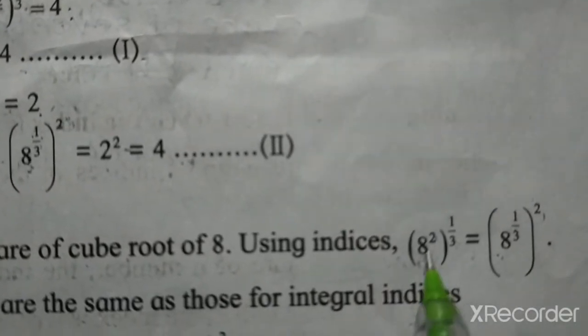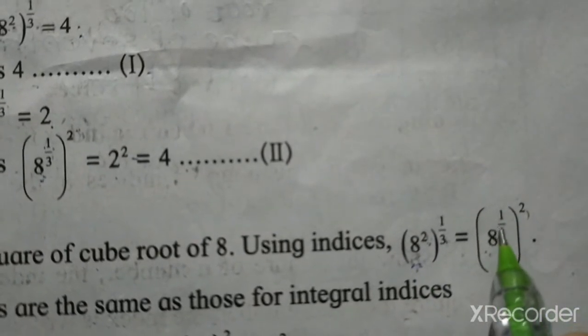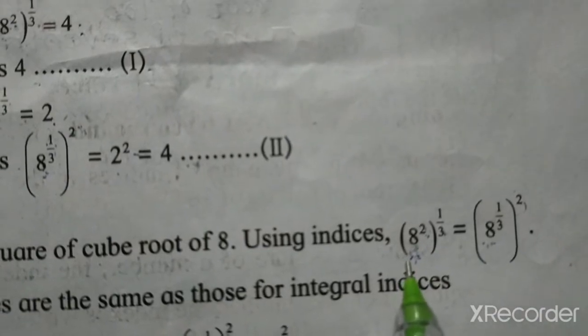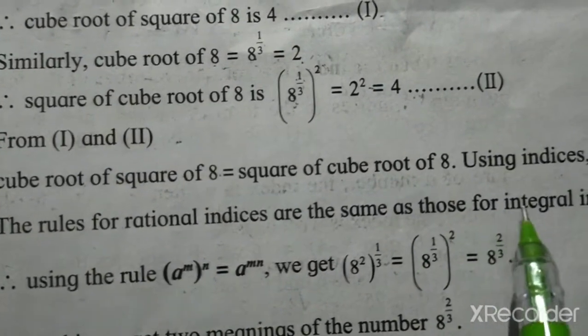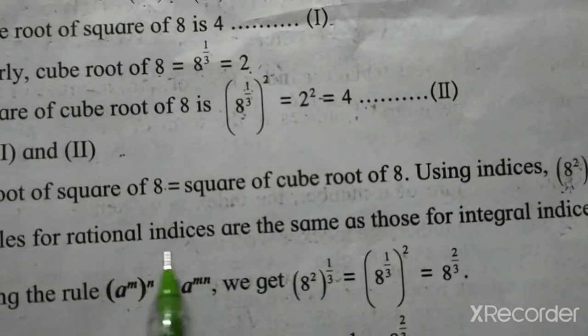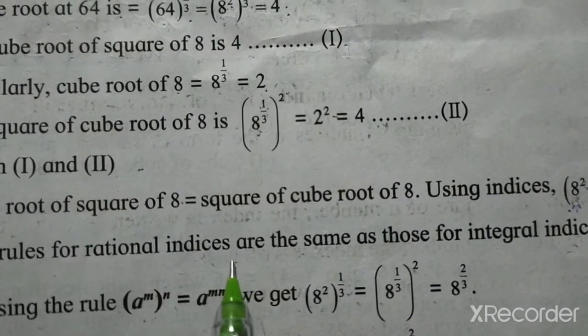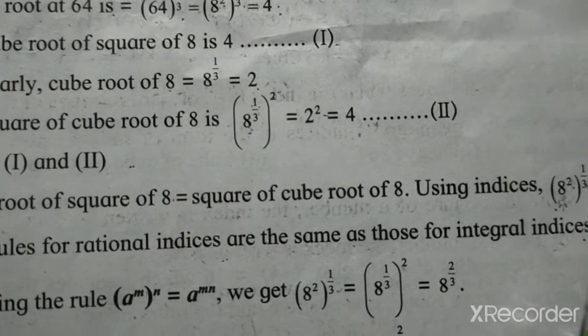So using these indices, 8 squared here, how do we read it? The cube root of the square of 8 is equal to the square of the cube root of 8. Both are equal from equations 1 and 2. So the rules for the rational indices are the same as those for the integral indices. Whatever the rules for the indices are, the same rules apply.